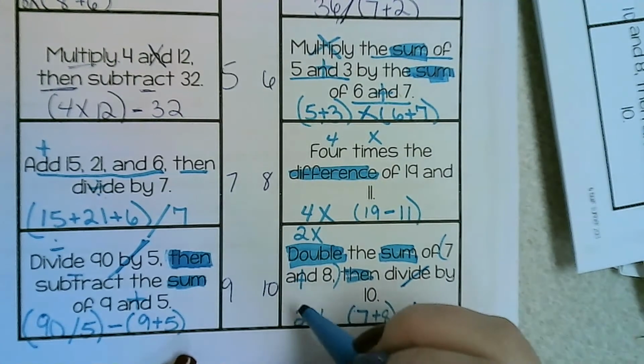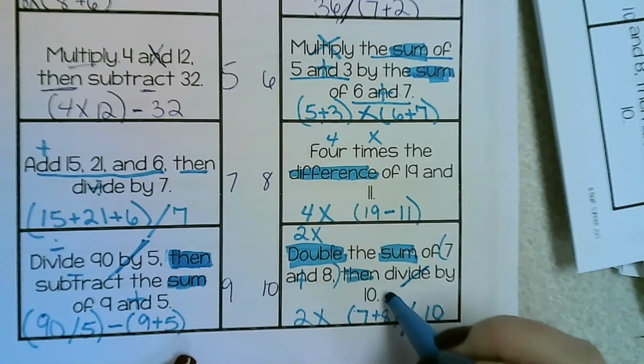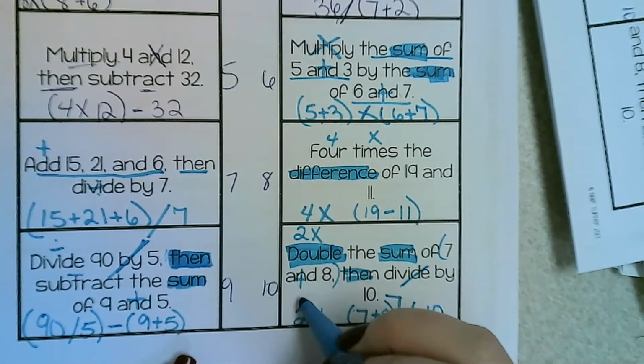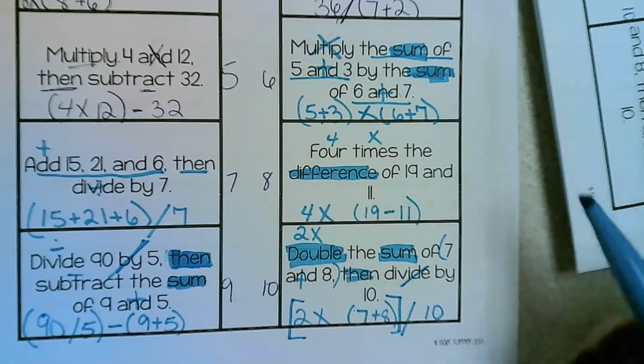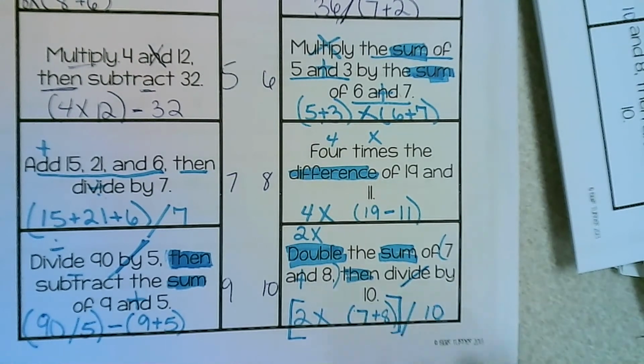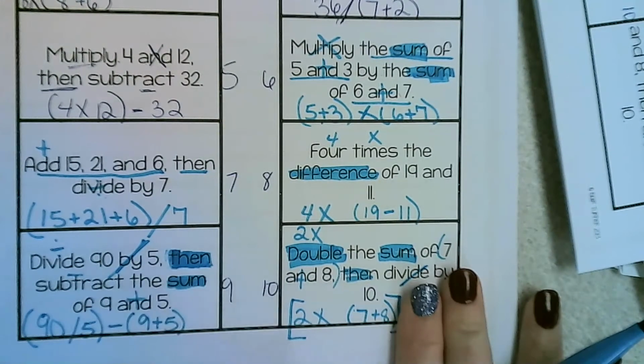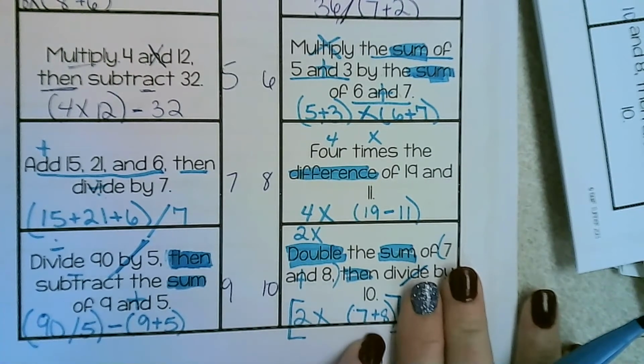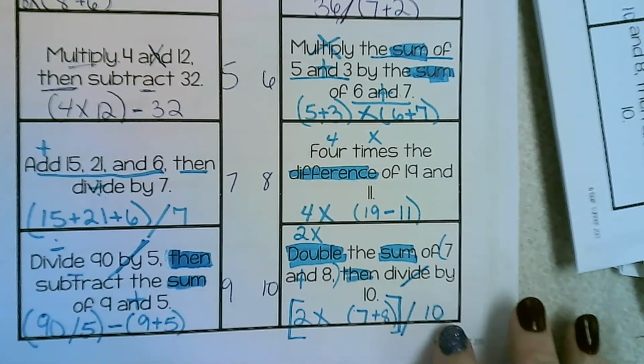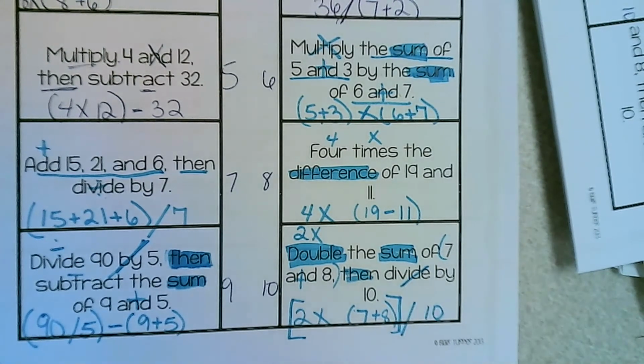Now, to do this first before the then, you would have a bracket. All right. So now I have 2 times or double the sum of 7 and 8. That has to be done because then I'm going to divide by 10. And that is what brackets and braces are used for. All right. Hope you did well.